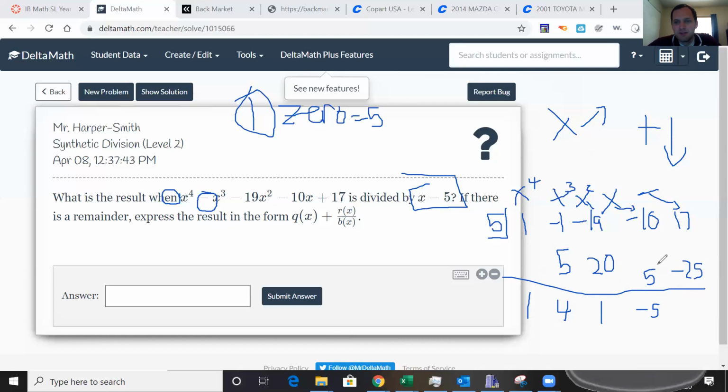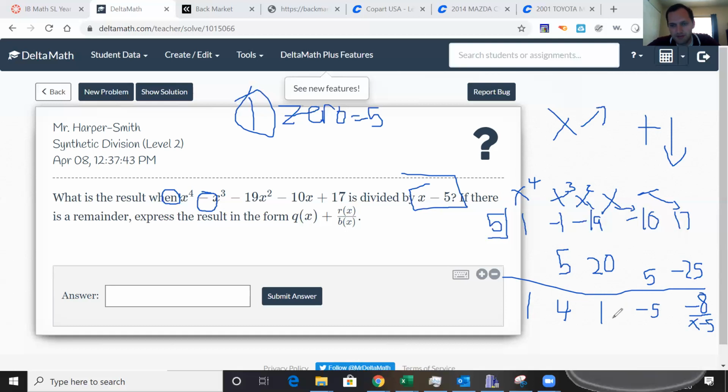All right, so 17 plus -25, you can use a calculator if you want, it's going to give you about -8. So my answer is -8 over x minus 5, so that's my remainder. If I got a 0 right here instead of a -8, then I wouldn't bother putting it over x minus 5. I would just leave it blank.